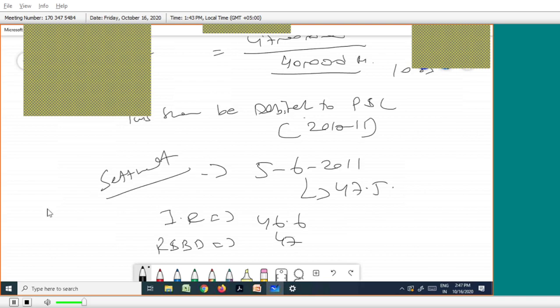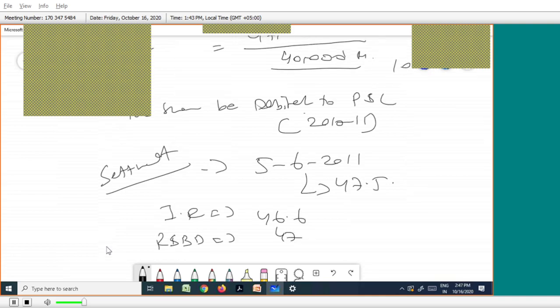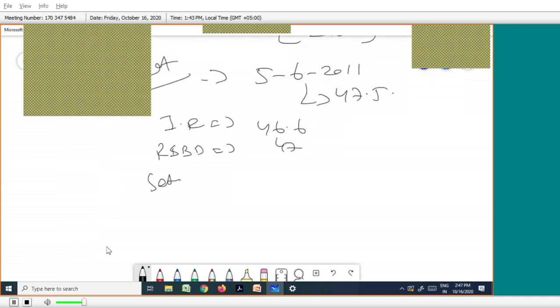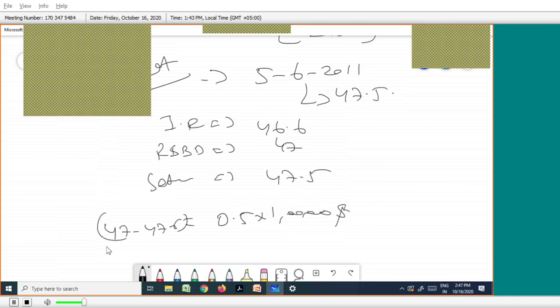Then settlement at 47.5. So we have to compare 47 versus 47.5. The extra 0.5 into $1 lakh equals 50,000 rupees. This 50,000 rupees should be debited to the P&L account.